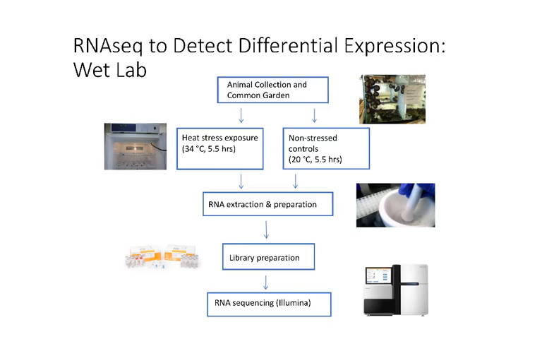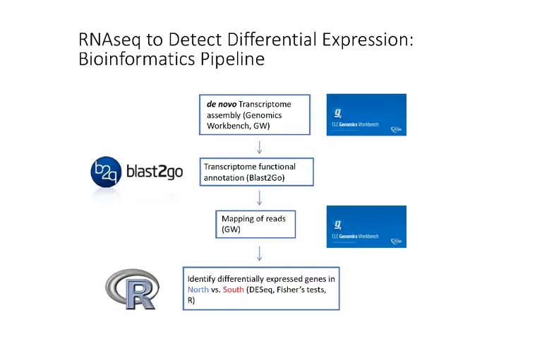And here's a quick walkthrough of the methods. So we collected animals, put them in common garden. One group we exposed to a heat stress designed to mimic a typical low tide period that they would see in the field. Low tide when the water is out and they're exposed to air and to the sun. That's when they see the high temperatures in the field. Another group was non-stressed control group for comparison. We then extracted RNA, did library preparation, and sequenced using that Illumina platform I've talked about previously.